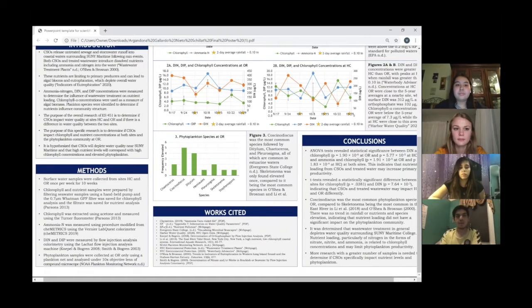Chlorophyll was extracted from the filter paper using acetone and measured using the Turner fluorometer. Ammonia was measured using procedures modified from Chem-Metrics using the LabQuest colorimeter. Dissolved inorganic nitrogen and dissolved inorganic phosphorus were measured by flow injection analysis colorimetrics using a Lachat flow injection analysis machine. Phytoplankton samples were collected at site OR only using a plankton net.